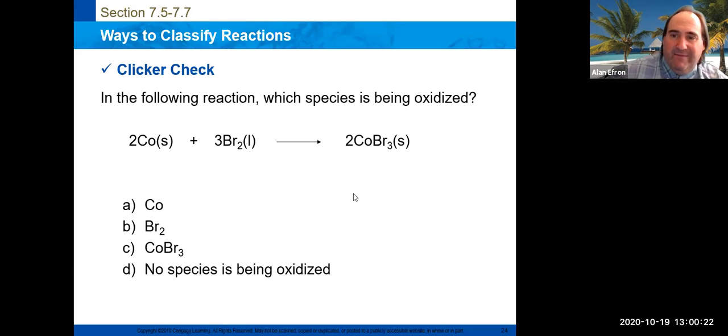So why don't you take a second and figure out which is being oxidized in this reaction.